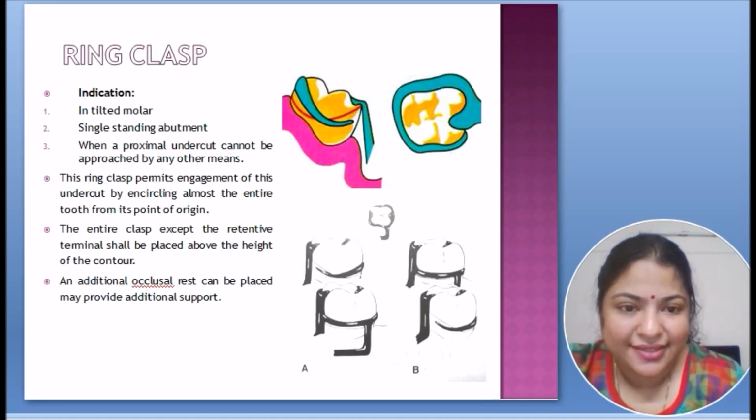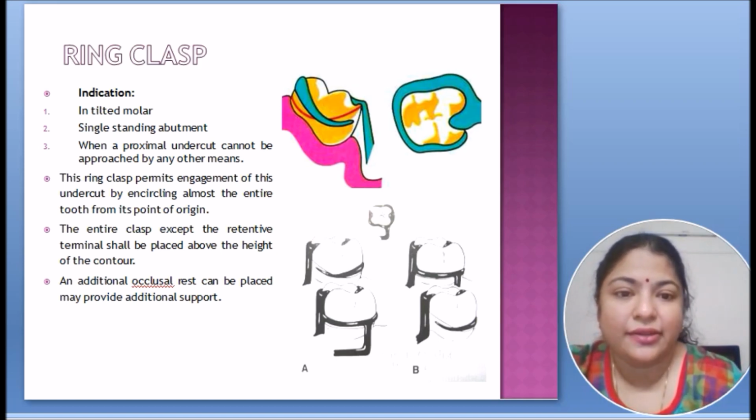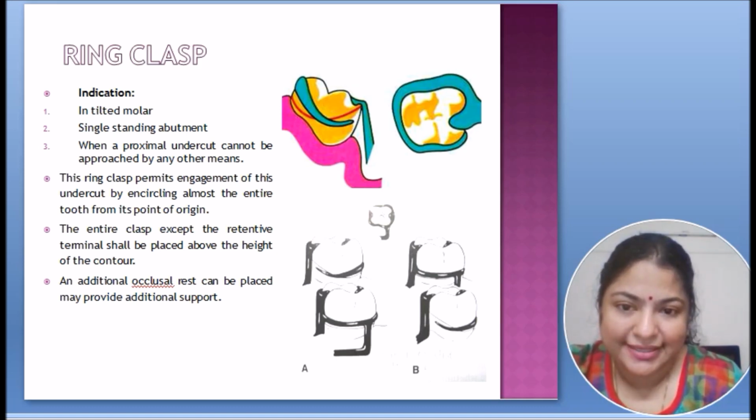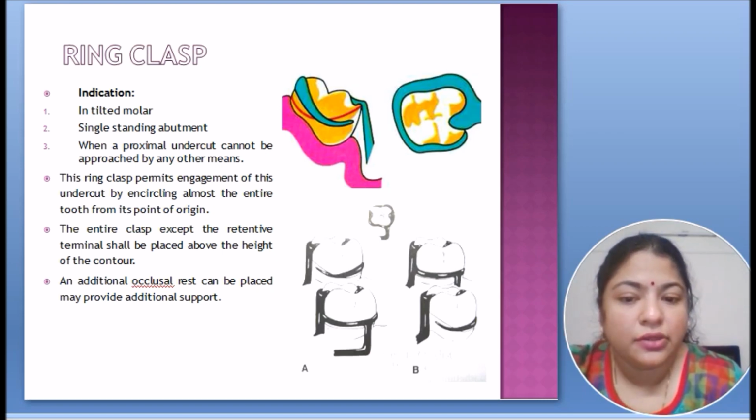Coming to the third type, that is the ring clasp. When there is a lone standing or a tilted molar present, normally a ring clasp can be used. It can also be used when a proximal undercut cannot be approached by any other means. This ring clasp permits the engagement of this undercut by encircling most of the entire tooth from its point of origin. The entire clasp is placed above the height of contour and only the retentive terminal enters the undercut region. An additional occlusal rest can be provided to provide additional support.